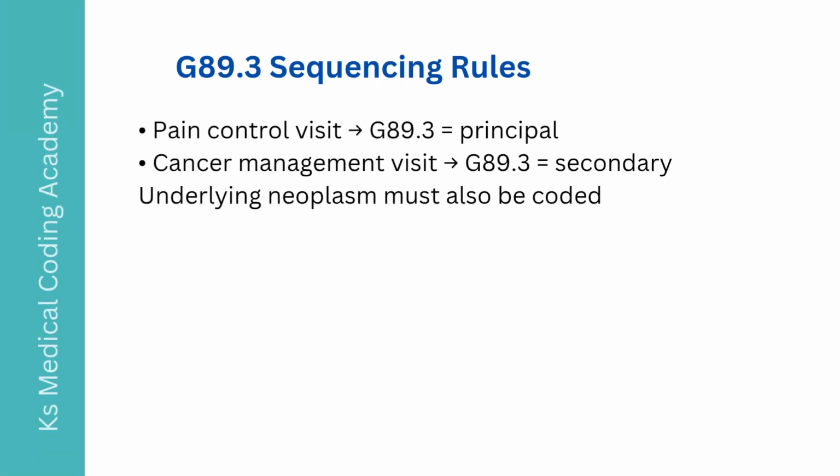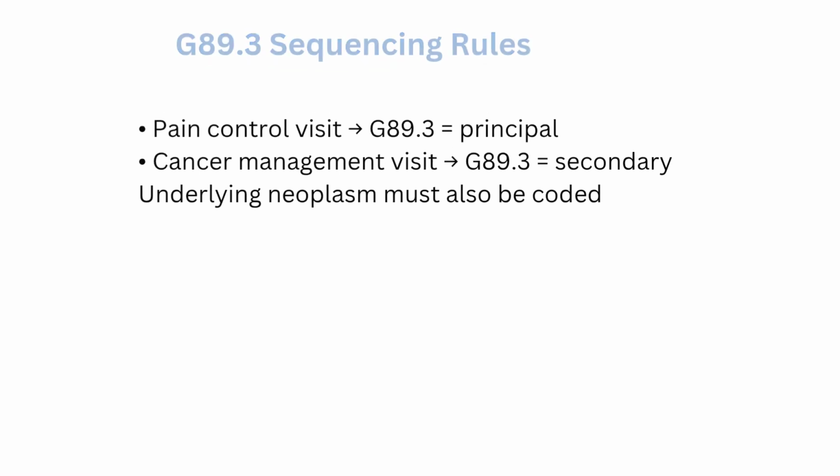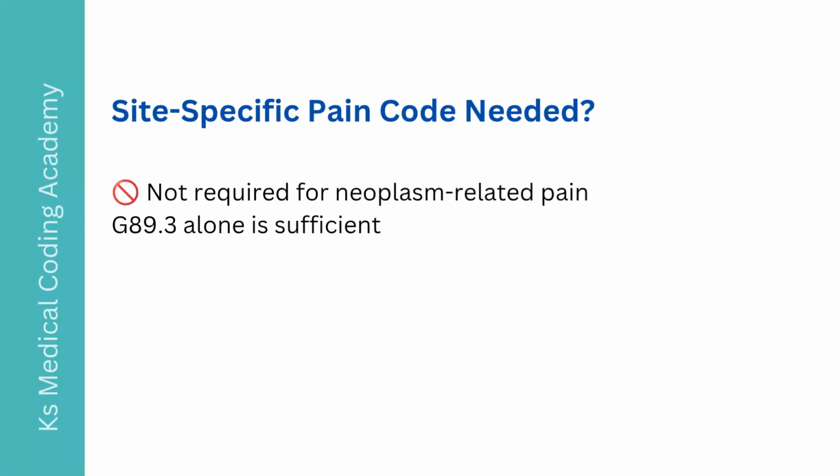Sequencing G89.3. If the visit is for pain control, G89.3 is principal. For cancer treatment, G89.3 is secondary. The underlying neoplasm must also be coded. Is a site-specific pain code needed? For neoplasm-related pain, a site-specific pain code is not required. G89.3 alone fully describes the pain.